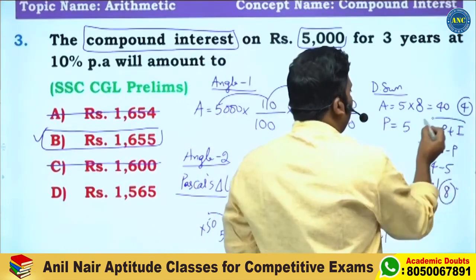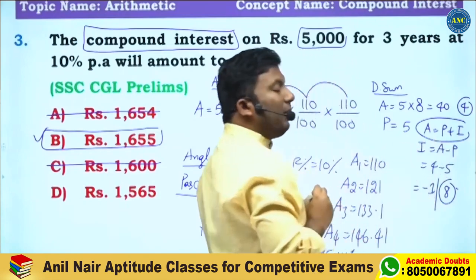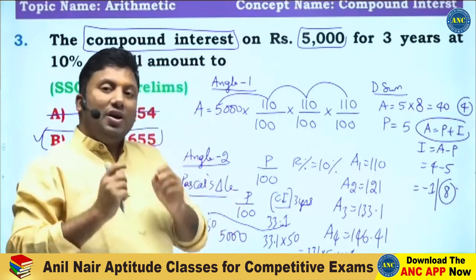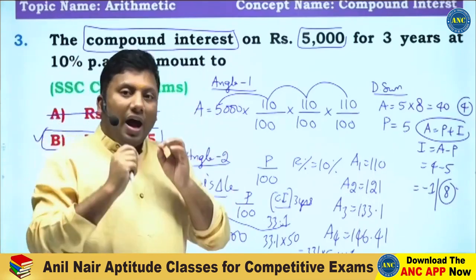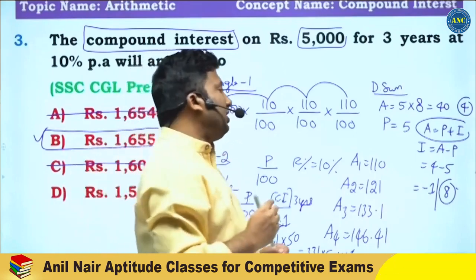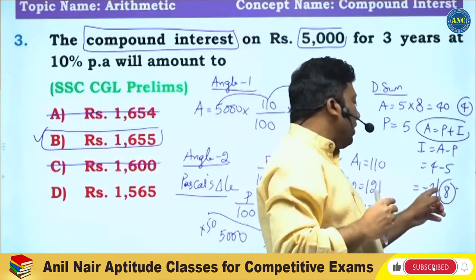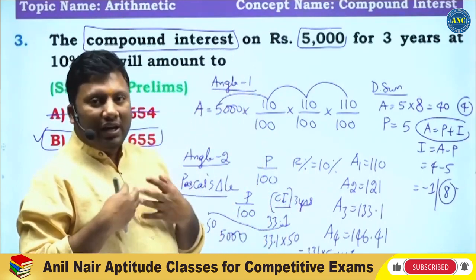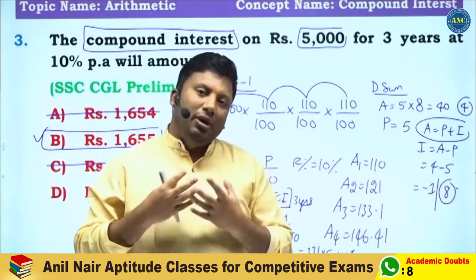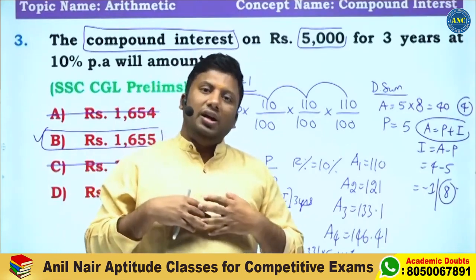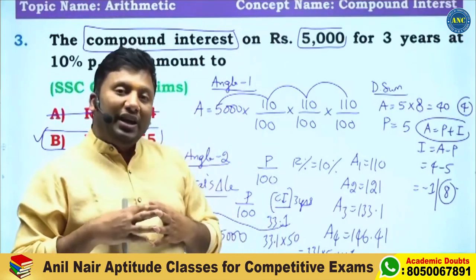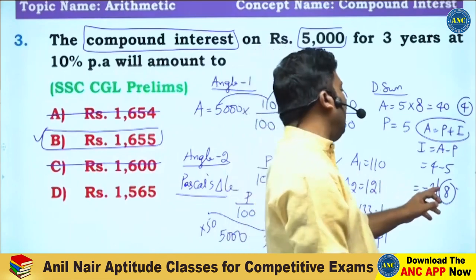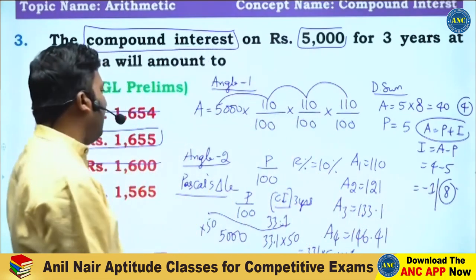Amount is principal plus interest. Interest is amount minus principal. 4 minus 5 is minus 1, so a negative remainder of minus 1. Whenever you get a negative remainder, add 9 to it to convert the digital sum into a positive value. Minus 1 plus 9. Sir, why are we adding 9? Digital sum is also the remainder when you divide a number by 9. If you get a negative remainder, add it to the denominator, which is 9. So minus 1 plus 9 is 8.